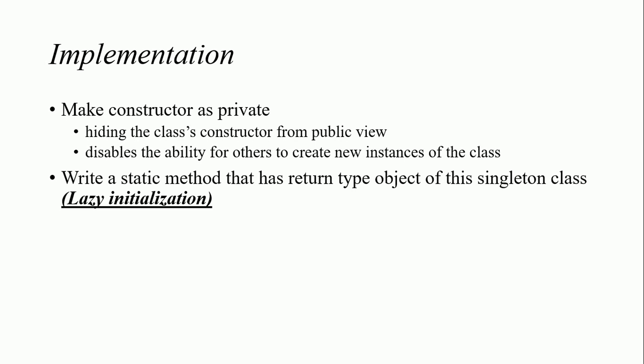So for that we do lazy initialization of that object, where we create a static method that has the return type of that class. Whatever the name of that class, the method has the same type as the class as its return type. So we have a method that returns the instance of that class. By doing this, we cannot instantiate another instance of that class from outside the class.